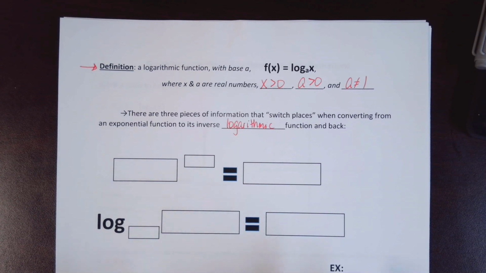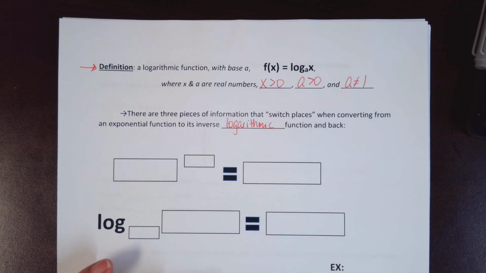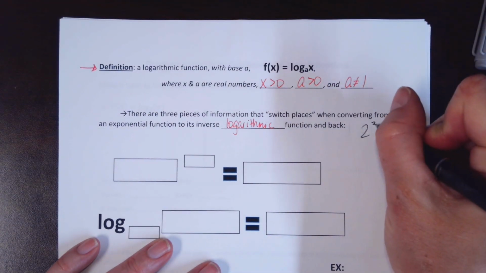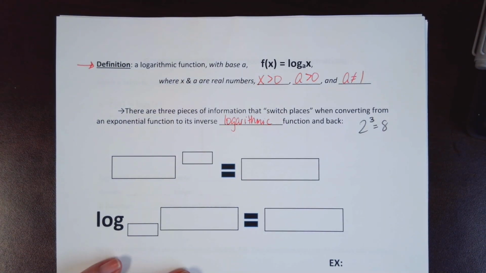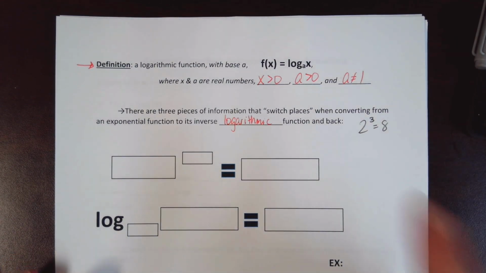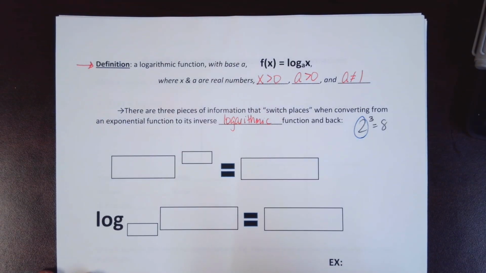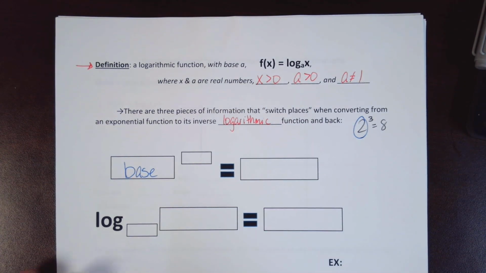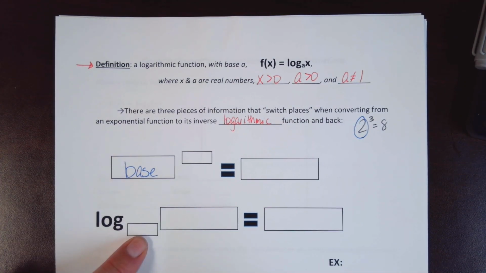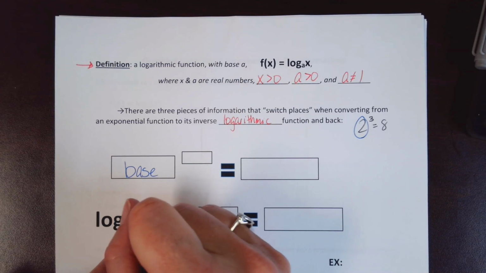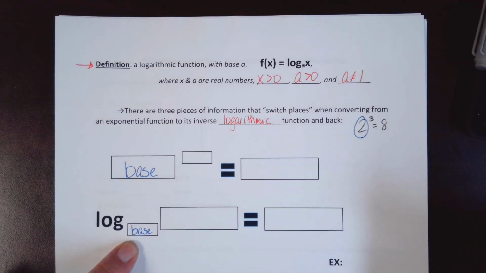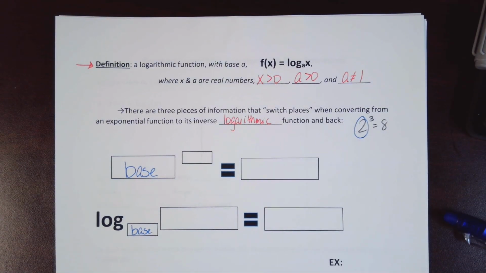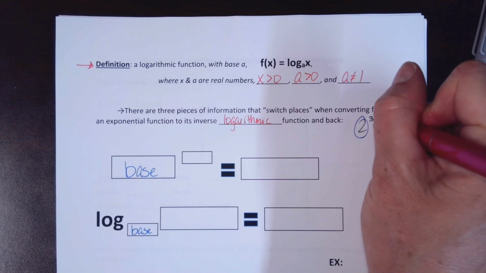Well, let's start with an exponential function. Let's think 2 cubed equals 8. There's an exponential function. That's 3 pieces of information. My base is that 2 right there. The base goes down low when I'm writing it in log form. So that's where the base would go. Then I have an exponent. This 3 is my exponent.